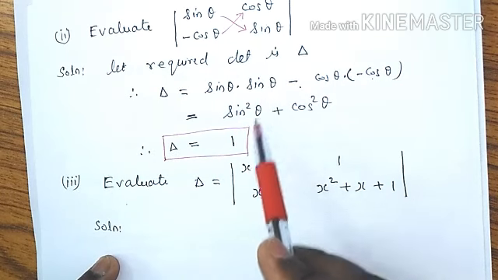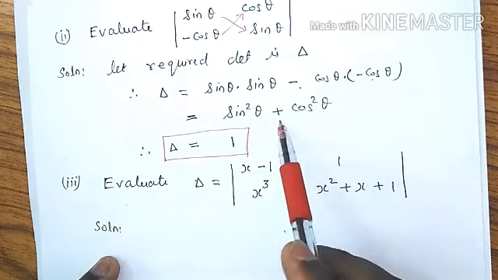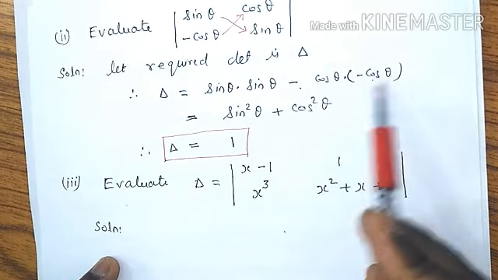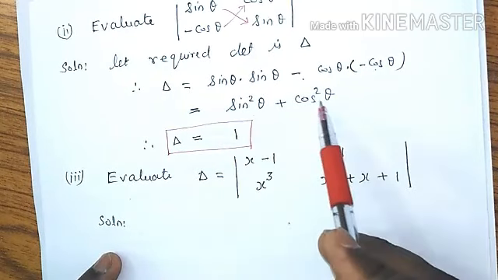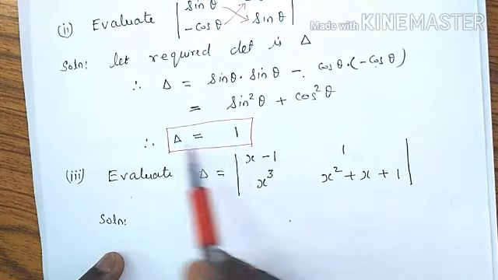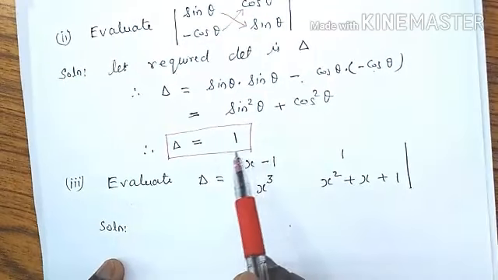Sin theta into sin theta becomes sin square theta, and this minus getting multiplied with this minus becomes plus, and cos theta into cos theta becomes cos square theta. Now sin square theta plus cos square theta becomes an identity, which is 1. So delta is 1. So the value of the given determinant is 1.